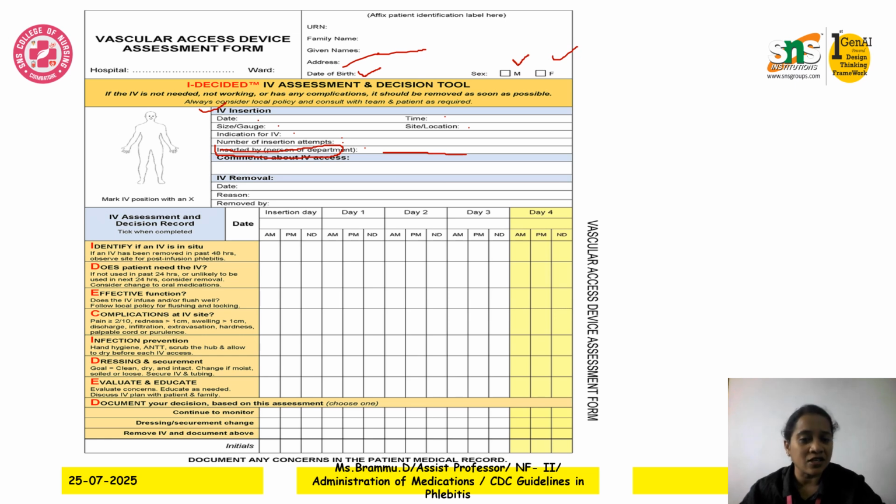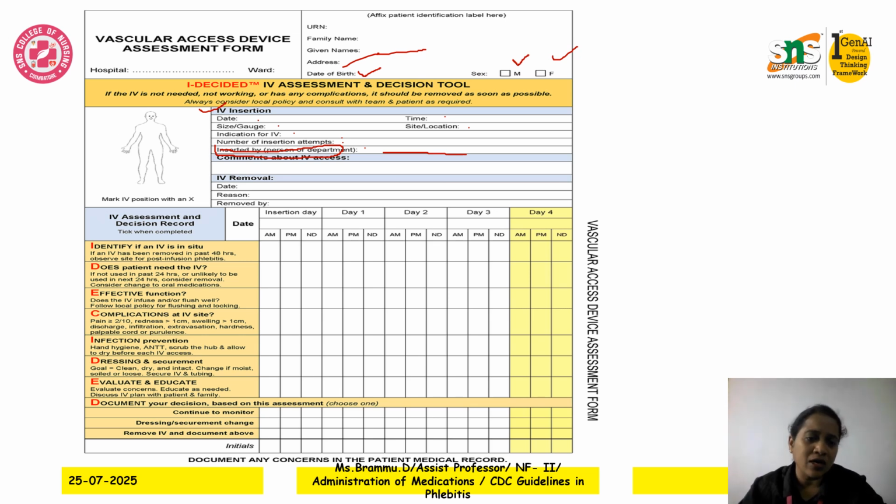And comment about the IV access, whether it was patent, whether there was a good blood flow, whether the backflash phenomenon has occurred. All these you will be categorizing and writing in the comments about the IV access. And the next one you have IV removal, that is on which date you are removing, and the reason, whether due to phlebitis you are changing the line, or whether the patient is planned for discharge, or any other reason you write it, and who has removed the IV line is also documented.